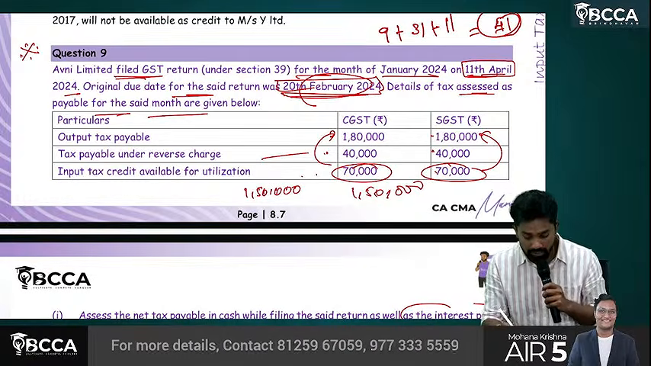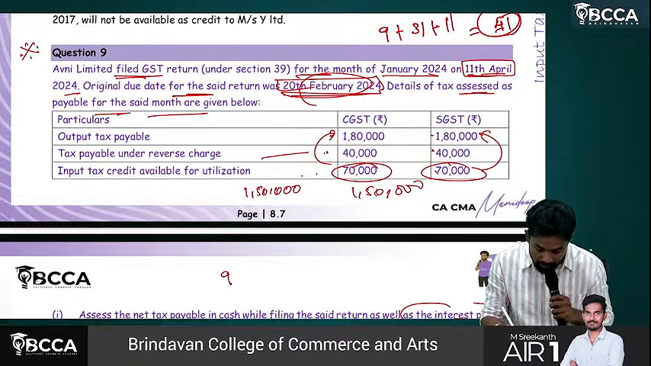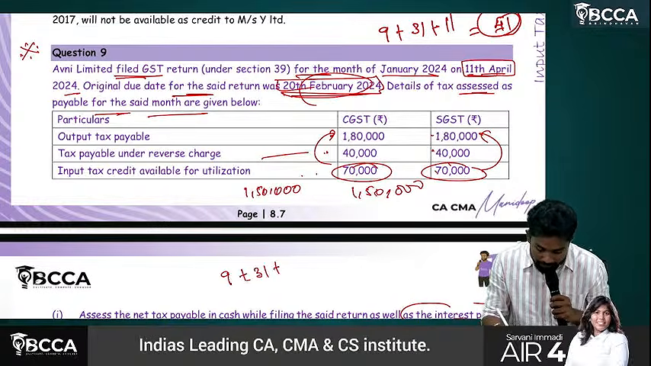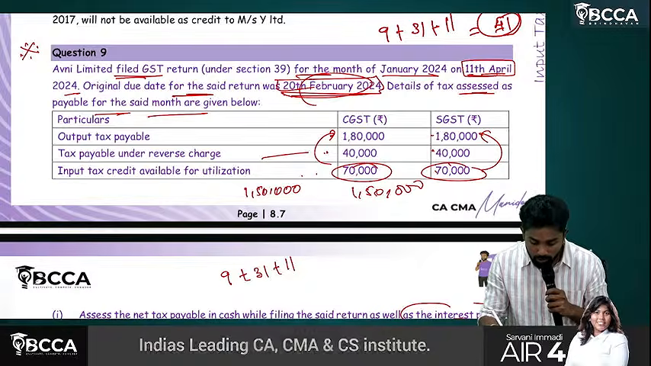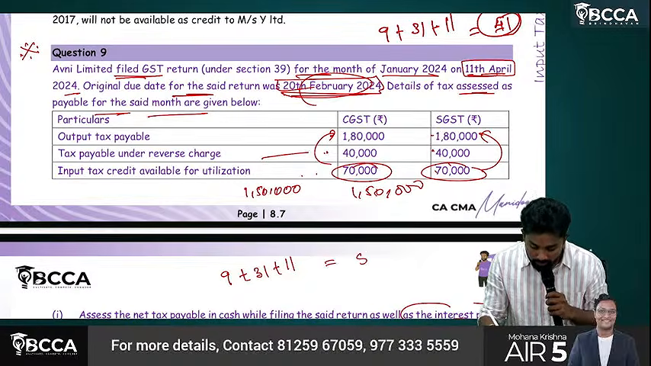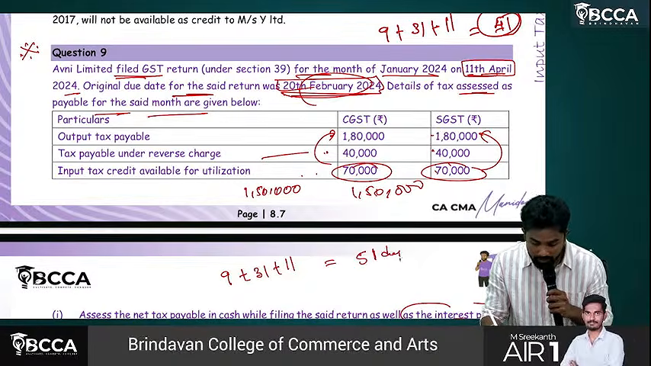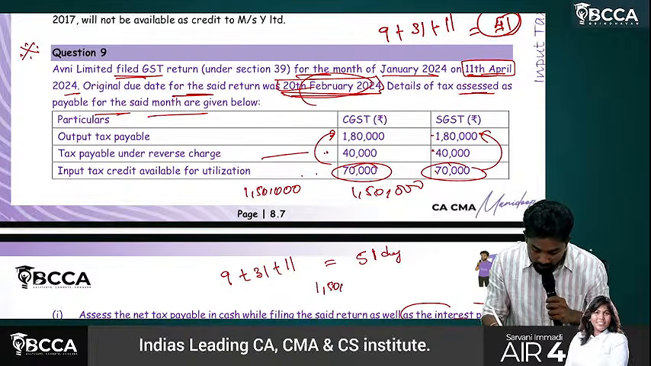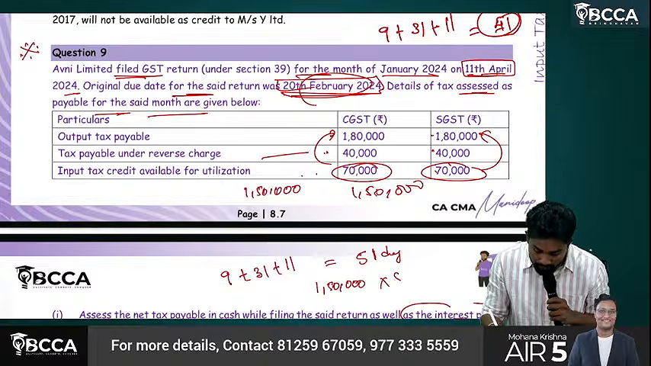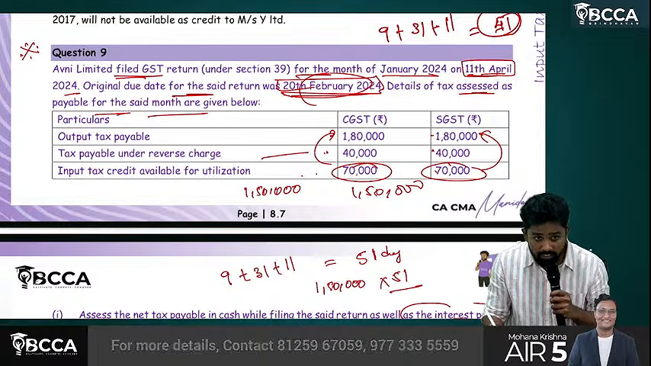After the due date, how many days are there? February, 9 days. March, 31 days. And it was paid on 11th April. So total, how many days delay, sir? 51 days is the delay. So what you have to do? Total 1,50,000 into 51 divided by 365 or 366?